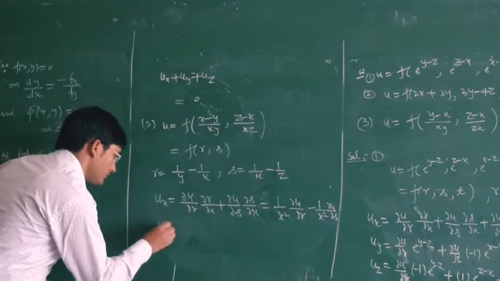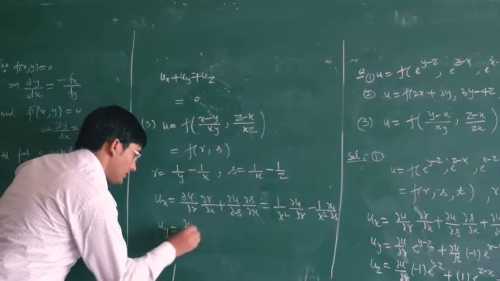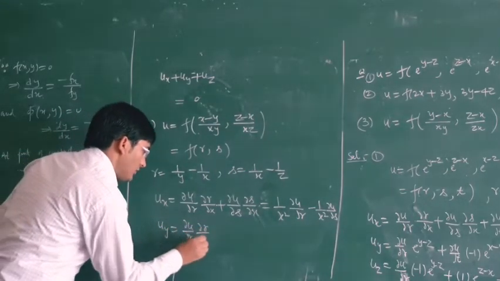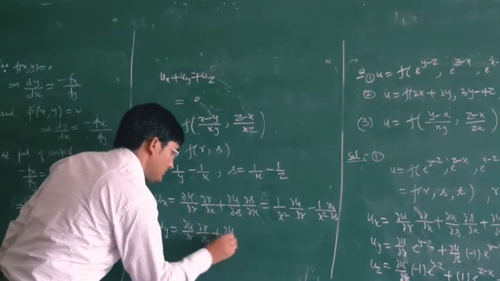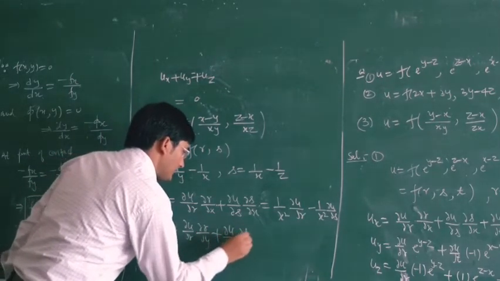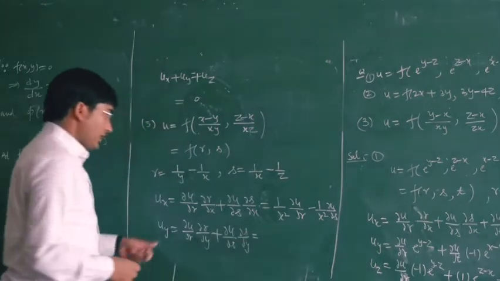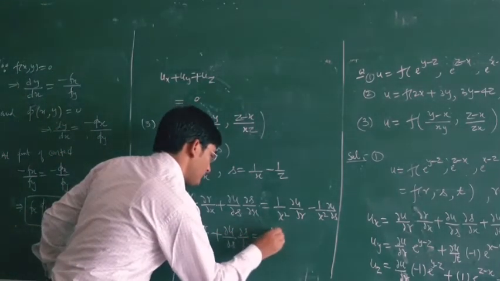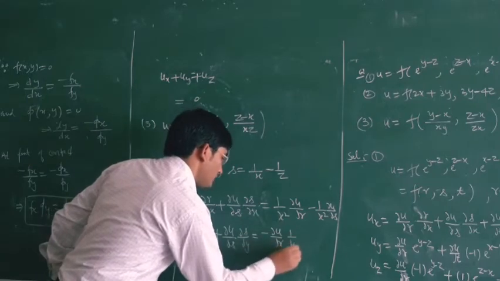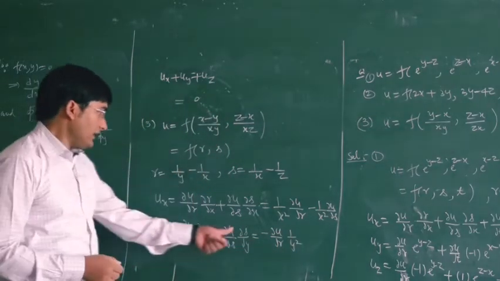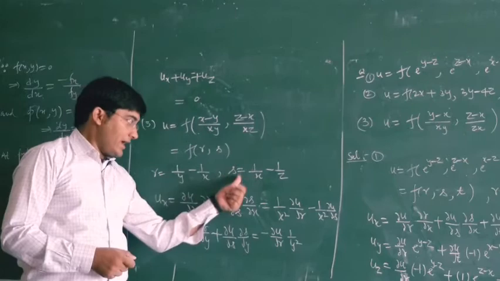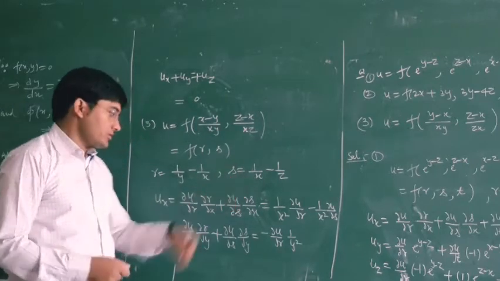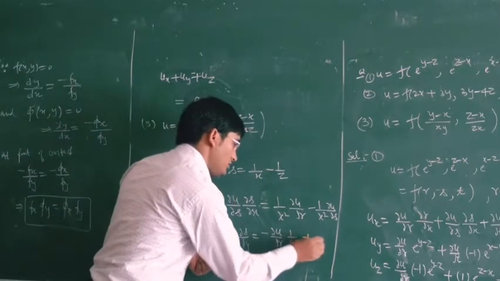Then uy, your uy will be del u upon del r, then del r upon del y, then del u upon del s and del s upon del y. Now del r upon del y, this will be minus 1 upon y square, and then del s upon del y. As our s is not a function of y, the second term will be 0. So this second term is 0.